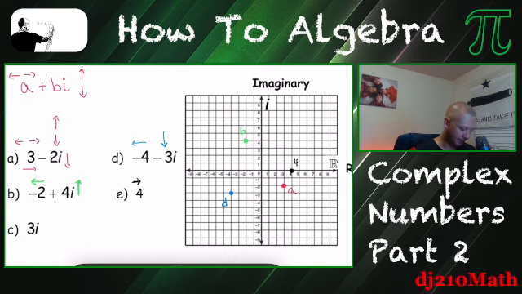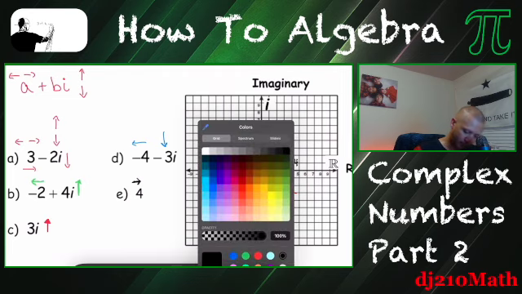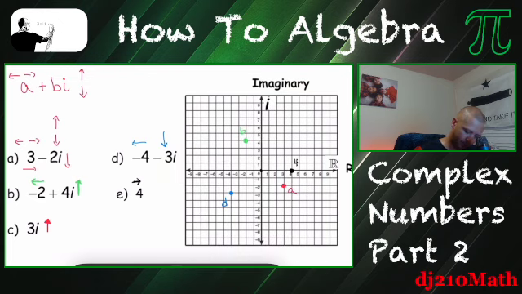All right, lastly, C, 3i. So 3i, there's no real part. So it's not going to be on the x-axis. So if you start at the origin, 0 plus 0i, or 0, 0, or just 0, this is going to go up 3. So up 3. And we'll call this C.